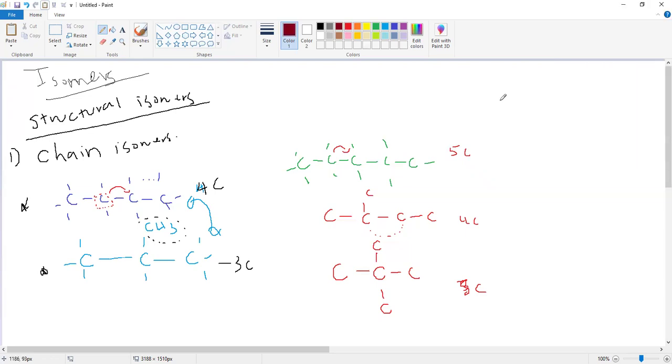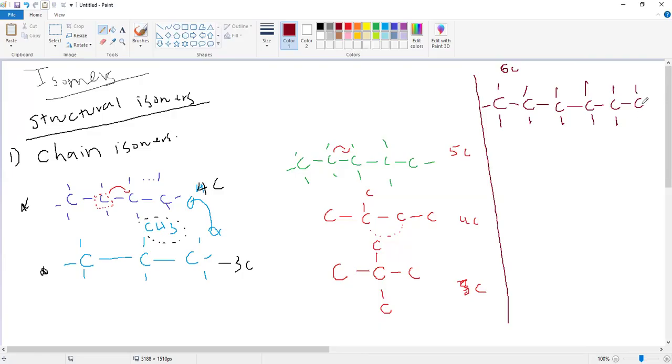Okay, now I'm giving you a six carbon chain compound. I want you to draw all the isomers for that. Okay, this one, a six carbon chain compound I have given. Now draw the isomers. Chain isomers only I want you to draw. That means the main carbon chain has to change, but still the total carbon number has to be 6. Okay, it can't be changed.